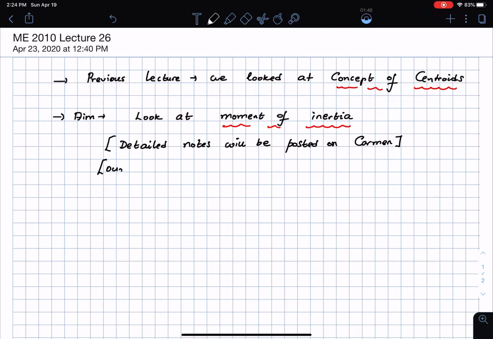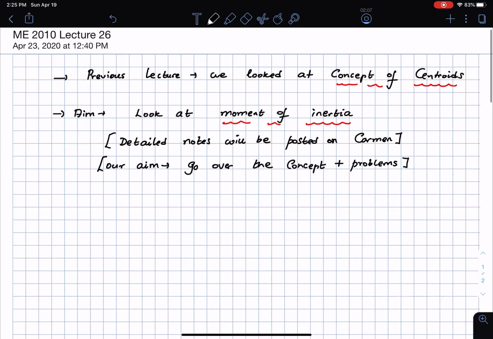Our aim is to go over the concept from a peripheral point of view and then look at some problems. That is the best way to understand this particular concept.